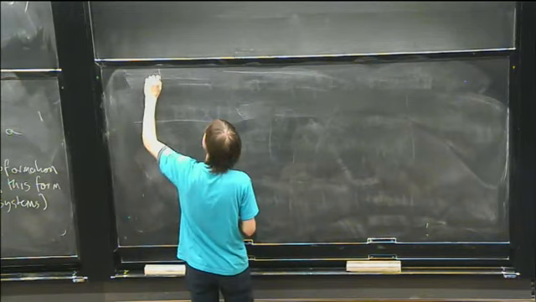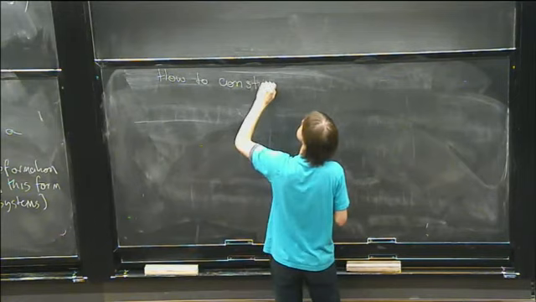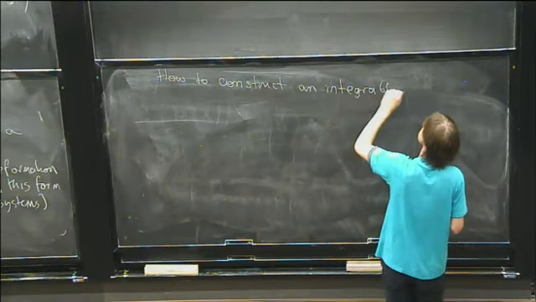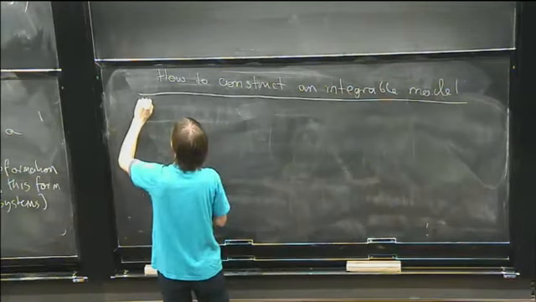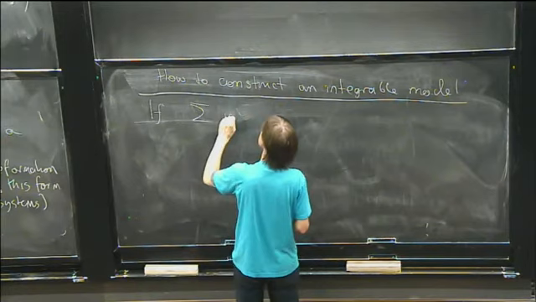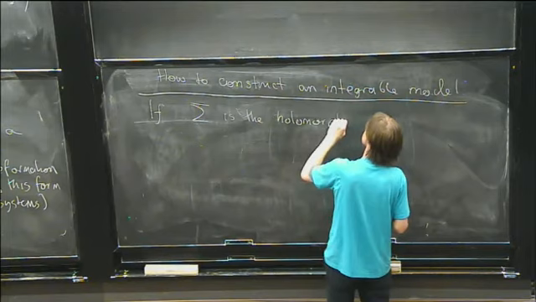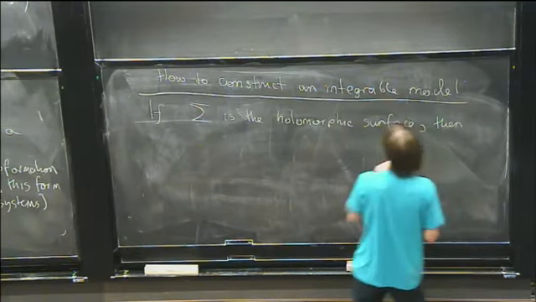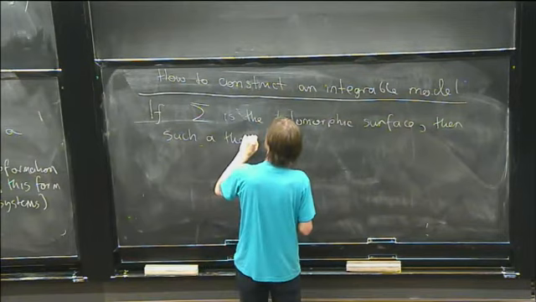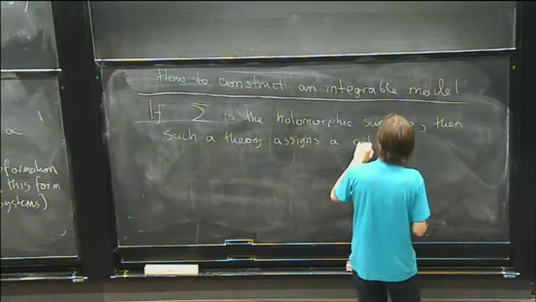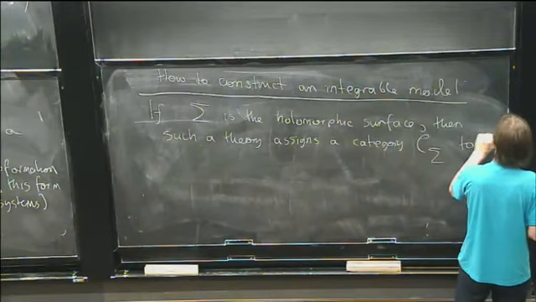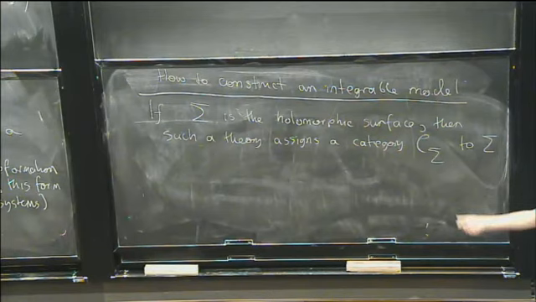So how to construct an integrable model? So if sigma is the holomorphic surface, then such a theory assigns a category C_sigma to sigma. Because reducing along sigma gives us a two-dimensional topological field theory. And we know that two-dimensional topological field theories are described by categories.